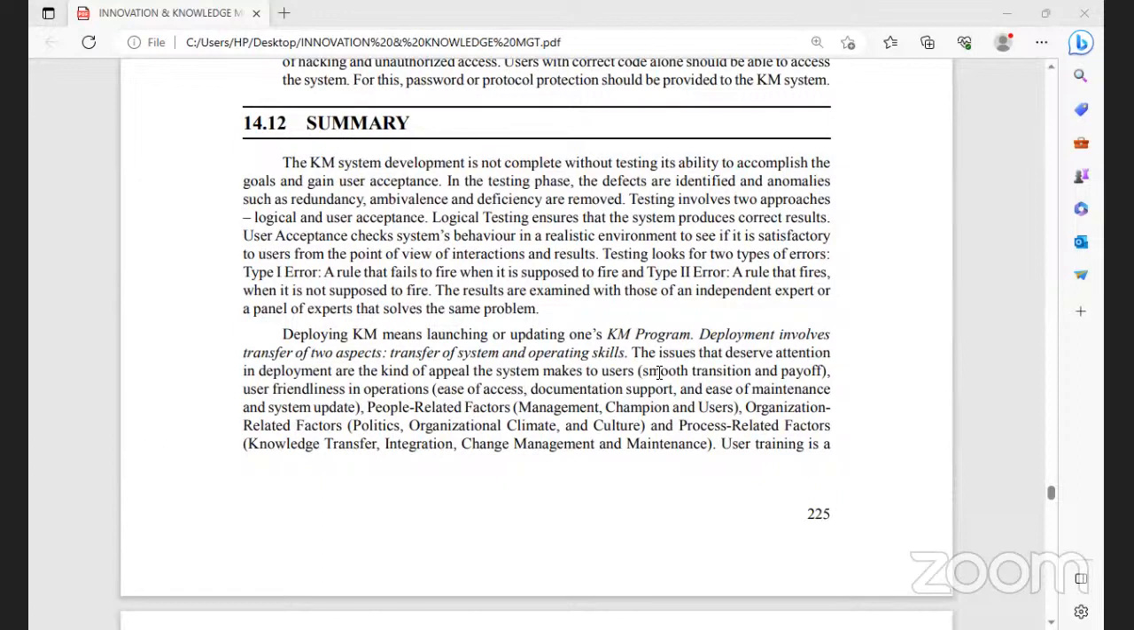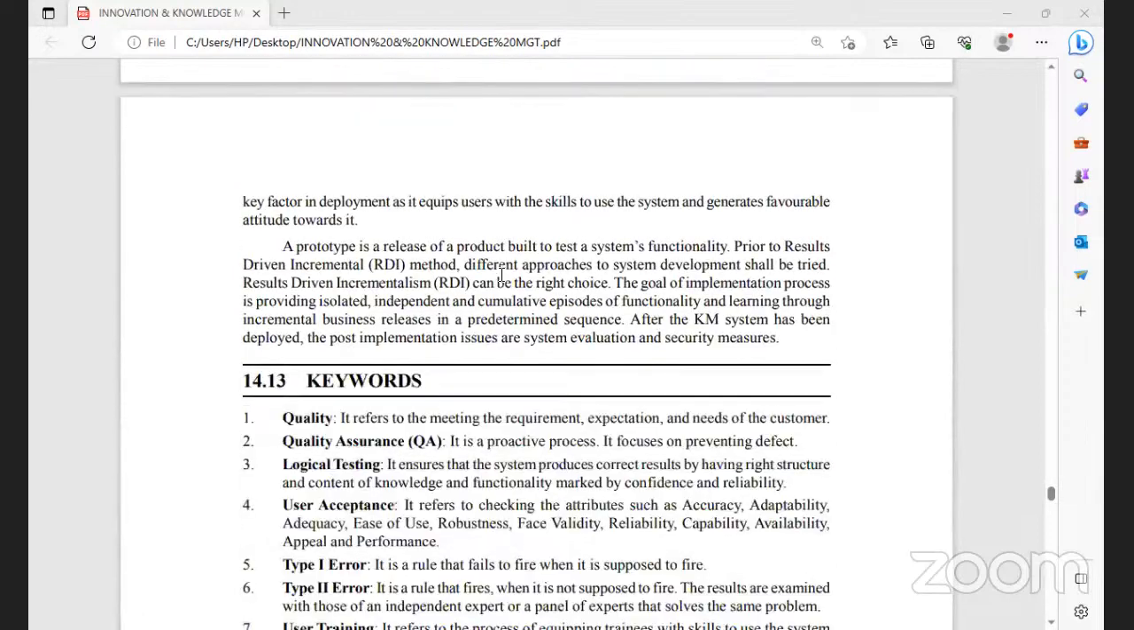Deploying a knowledge management system means launching or updating one's knowledge management program. Deployment involves transfer of two aspects, transfer of the system and of operating skills. A prototype is the release of a product built to test a system's functionality. Prior to the results-driven incremental method, there were different approaches to system deployment, and the results-driven incrementalism can be the right choice in the total knowledge management process implementation.